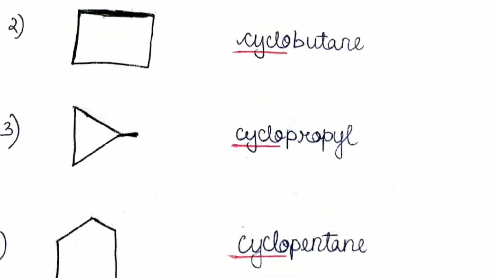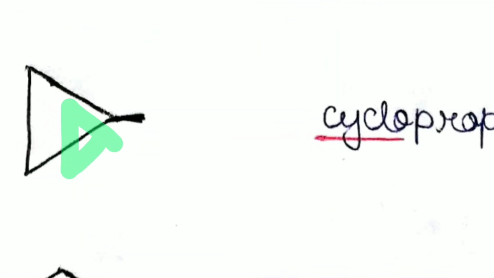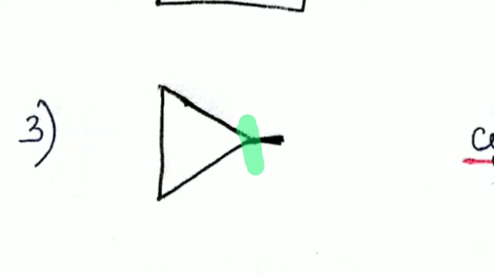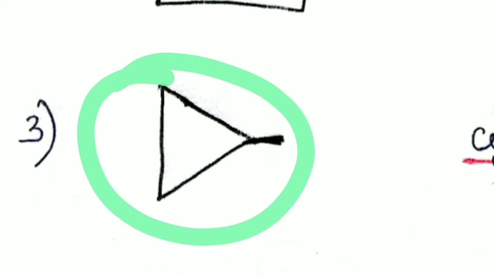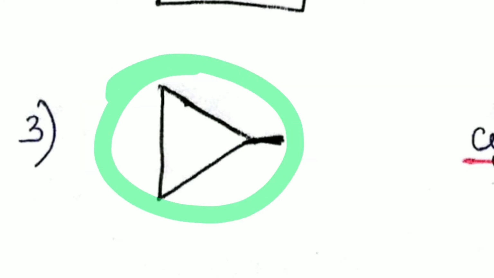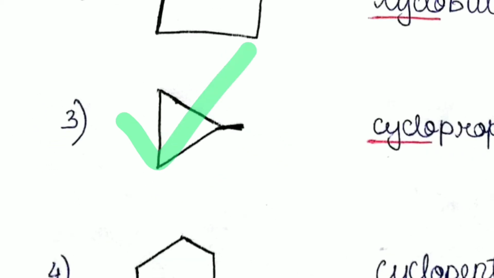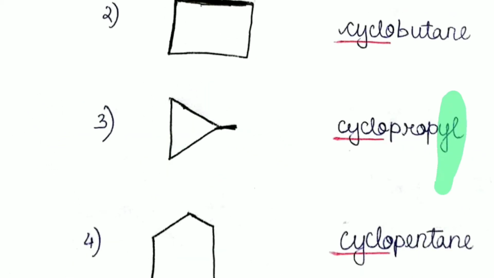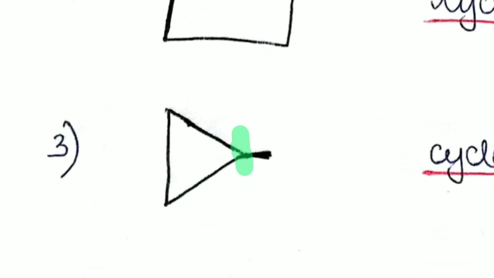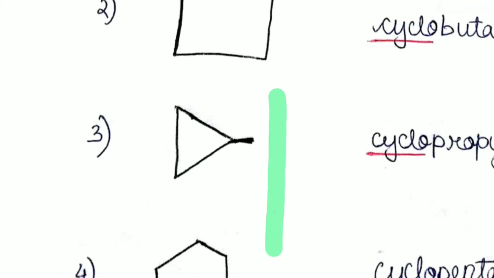Now what about this structure? We can see it's similar to cyclopropane. However, one hydrogen atom has been replaced by a bond between the free valent carbon and the carbon of the principal carbon chain. So what do we call such a substituent? We call it cyclopropyl. That's what we call this, guys. The E of cyclopropane has been replaced by YL, and we call it cyclopropyl because it's a substituent in which the hydrogen atom at the free valent carbon has been replaced by a bond between the free valent carbon and the carbon of the principal carbon chain.